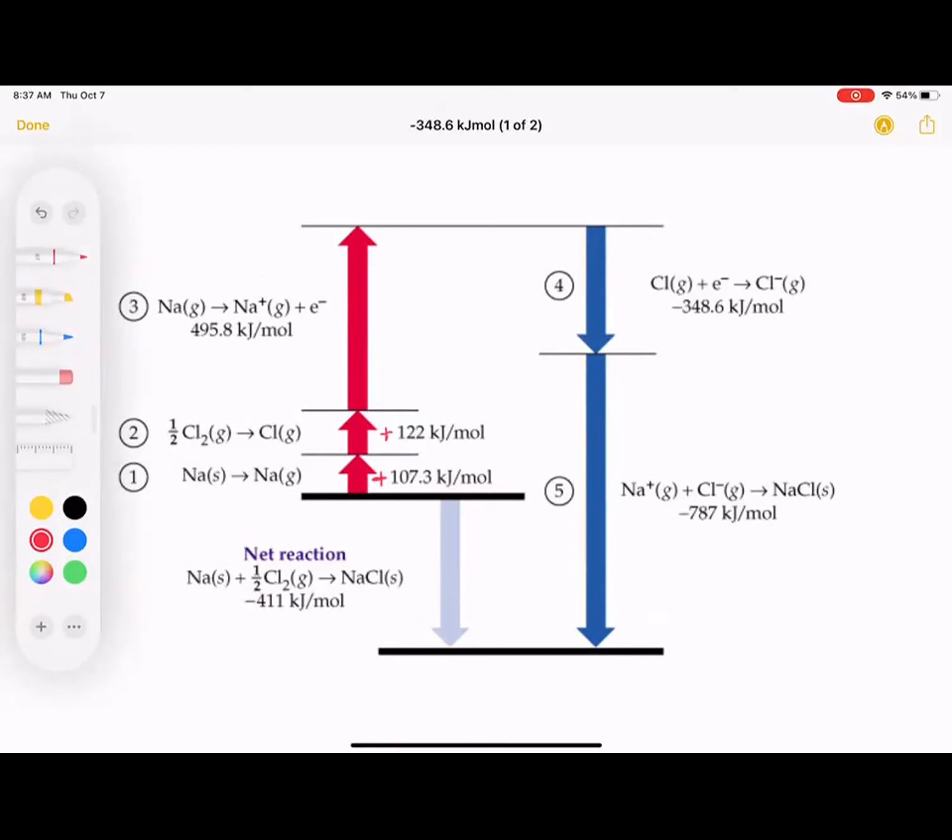And then the sodium itself is a positive value because we're talking about ionization energies, and ionization energies are always positive. So to start, these processes require 725.1 kilojoules of energy to get to this stage.